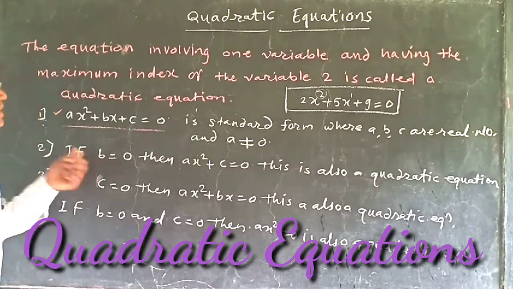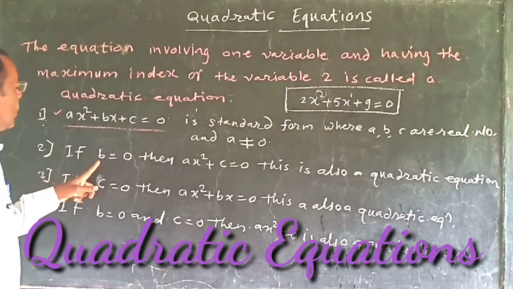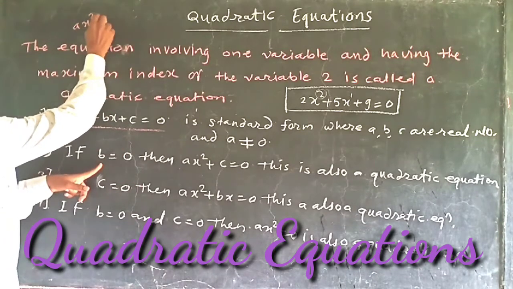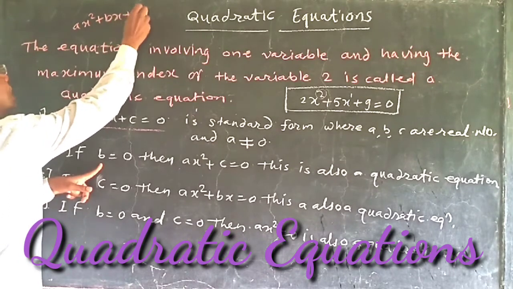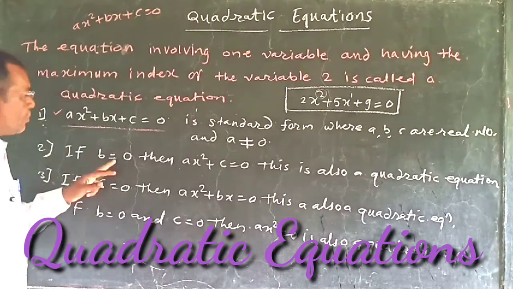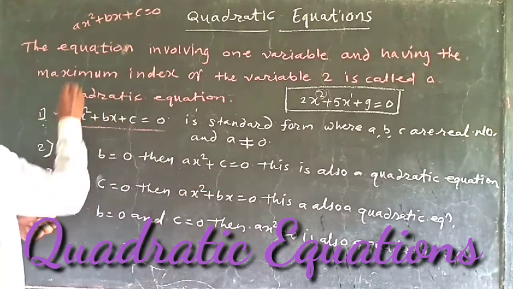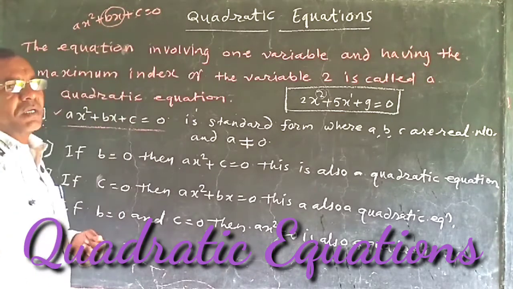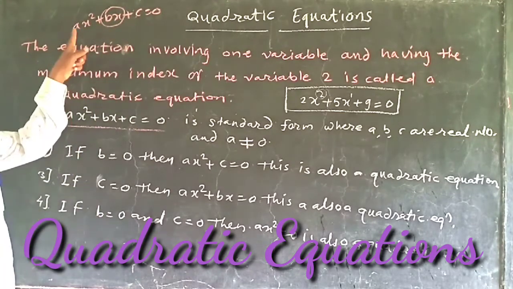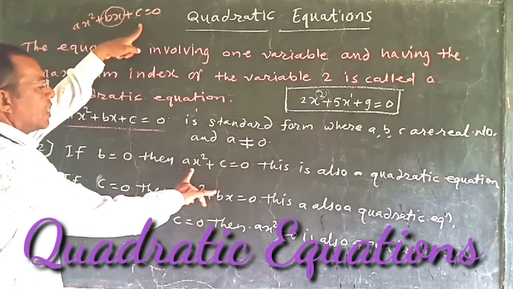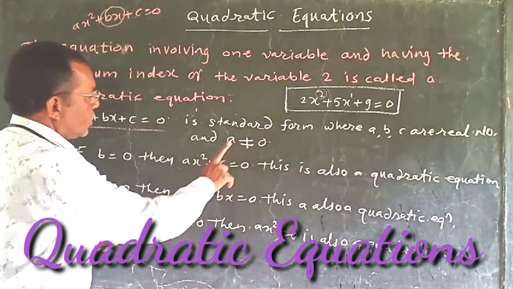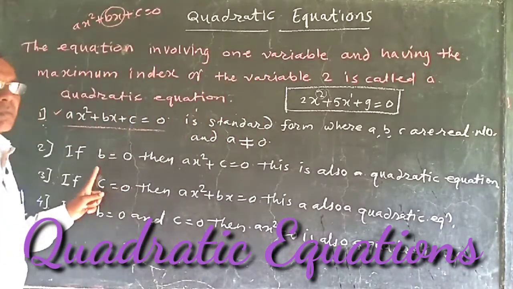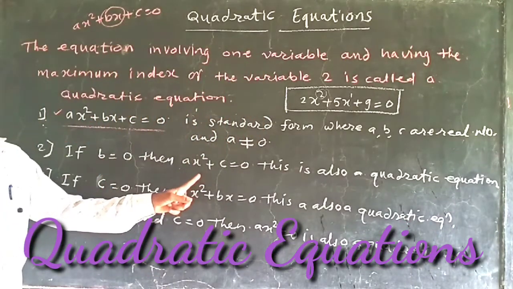And now if b is equal to 0, see here, b is equal to 0. ax square plus bx plus c is equal to 0. If b is equal to 0, then this bx will become 0. And what will remain here? ax square plus c is equal to 0. This is also a quadratic equation. It is the second form of the quadratic equation, that is ax square plus c.